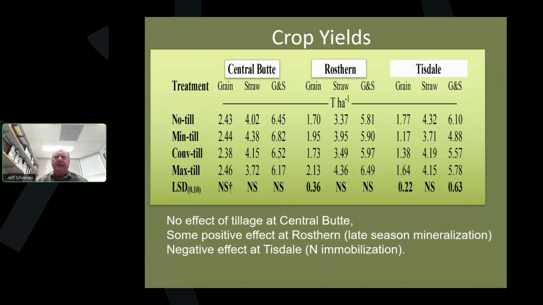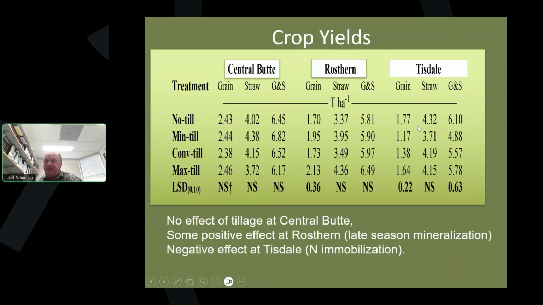So finally, in this study, to wrap this up, what do we see in yields at the 3 sites? As you can see there at the Central Butte site, there really wasn't a lot of difference in the yield, really no statistically significant difference as a result of those tillage operations. Interestingly, at the Rostern site, there was a bit of a trend for the tillage to produce a little bit higher grain yield compared to the control. Maybe that had to do with some late season mineralization that came about as a result of that tillage operation.